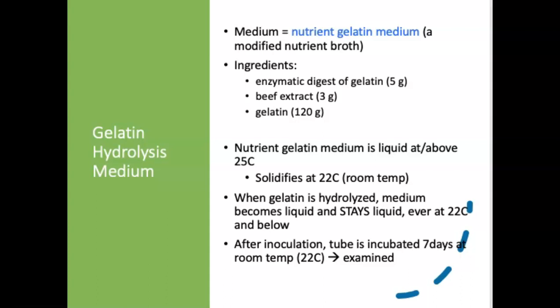Let's talk for a minute about the gelatin hydrolysis medium. The medium that we use for this test is based upon this protein called gelatin. Basically, gelatin hydrolysis medium, sometimes called nutrient gelatin medium, is a modification of a nutrient broth. Now, as you can see by looking at the very short list of ingredients, this is an unusual medium. This is not what we would call a growth medium.